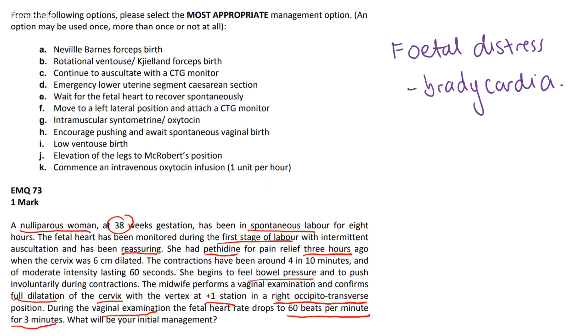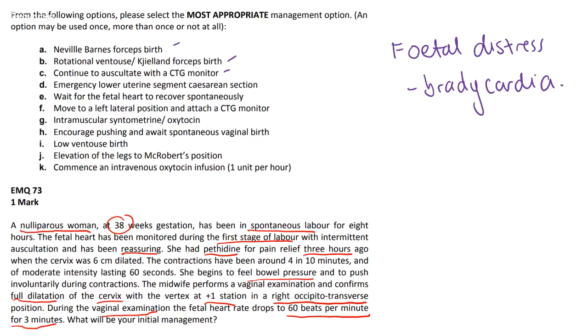Should we use Neville Barnes? What's Neville Barnes used for? Instrumental, but there's a few things that we can use for instrumental. What's Neville Barnes particularly for? When the baby has a face presentation or they don't have a proper presentation, then we'd use Neville Barnes. Okay, rotational. Kielland's is the rotational, sorry, not Neville Barnes. Okay, we'll go on to that. Something about face presentation. Anyway, both of them are instrumental.